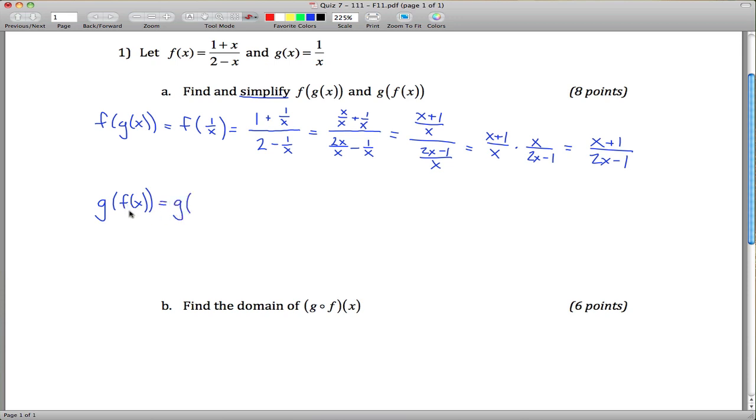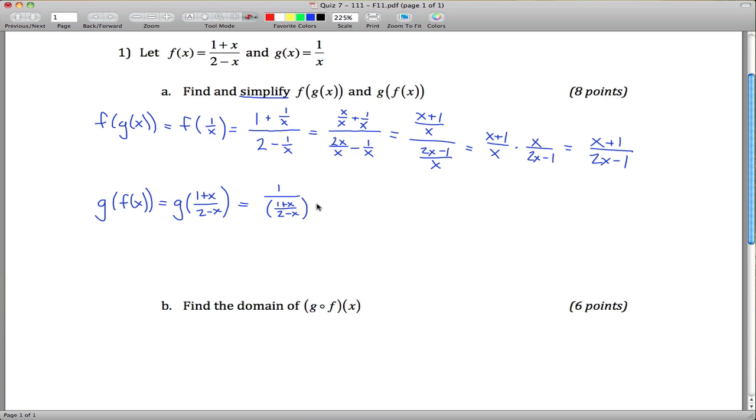We'll start the same way, replacing on the inside. f of x is equal to all this mess, 1 plus x over 2 minus x. And g of x is right here, so g of this mess is 1 divided by, and then everywhere you see an x, you replace it with all this stuff, 1 plus x over 2 minus x. And again, this is your answer, but it's not simplified.